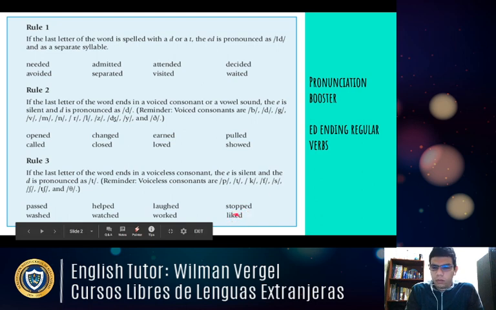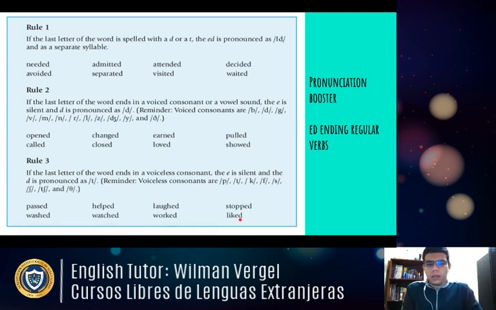Once again, I want to remind you that we're not talking about spelling, we're talking about pronunciation, because the verb like in spelling ends in E, but in pronunciation the last consonant that is pronounced is the K consonant. We don't say likey, we say like. So as it is a voiceless consonant, the past is pronounced as liked. Okay, so we have these 3 rules that are very simple. It's a matter of practicing.